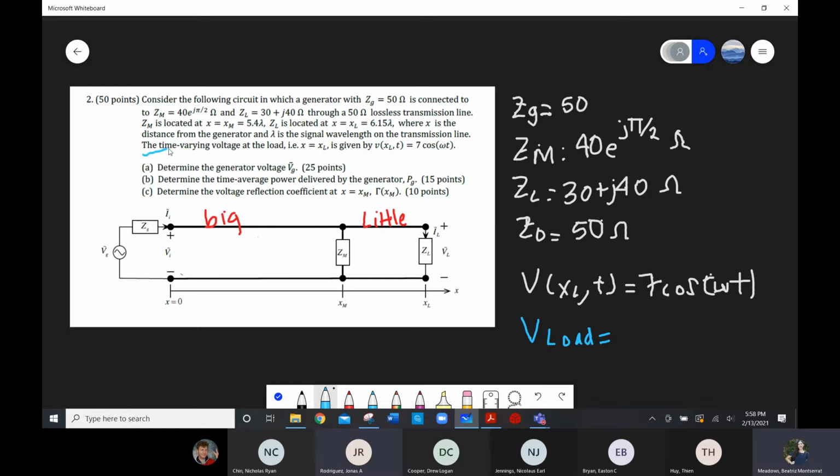Okay, so do we see what we were given here? The time-varying voltage at the load. Okay, so this is what we're given. How do I write this in phasor? Which is V load, and V load is also V at 0.